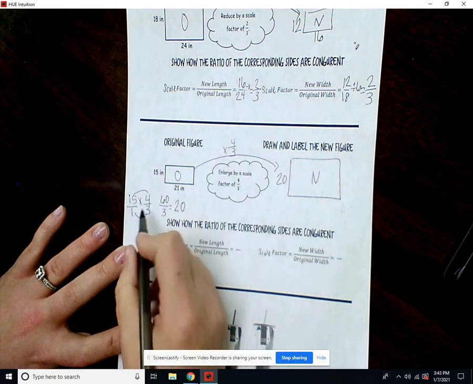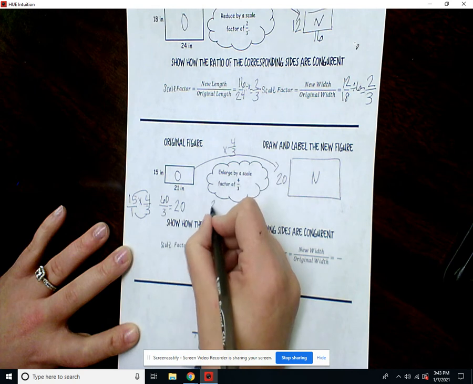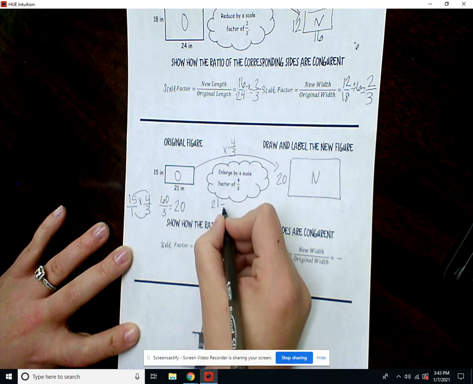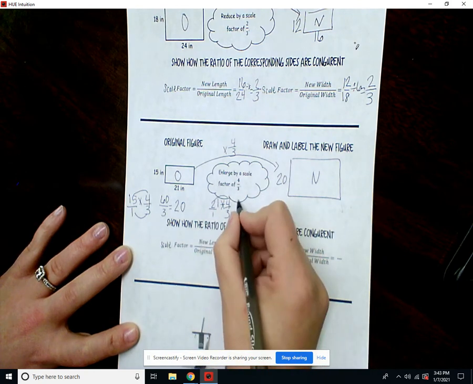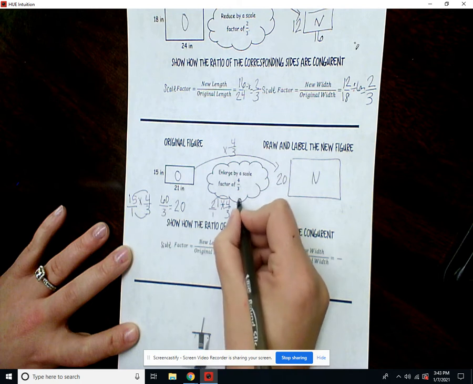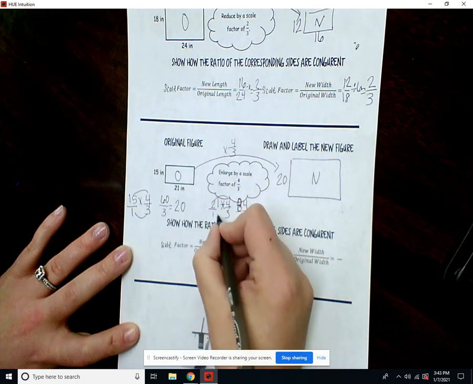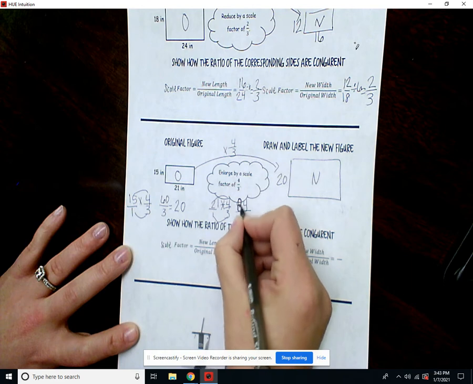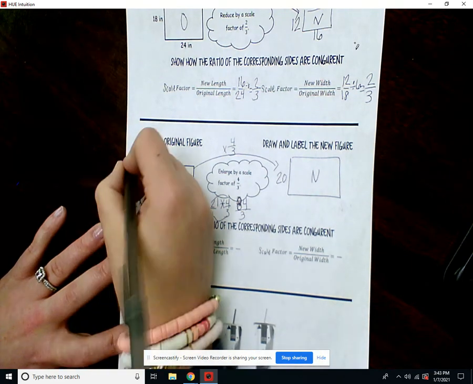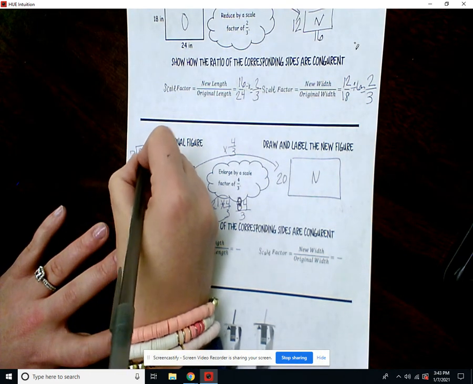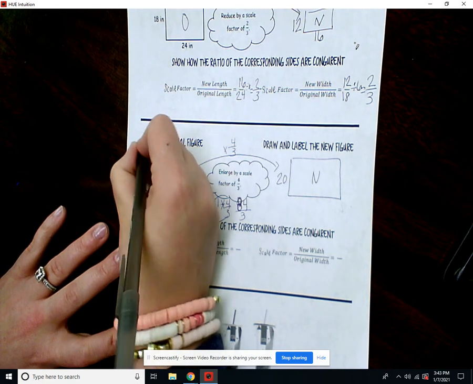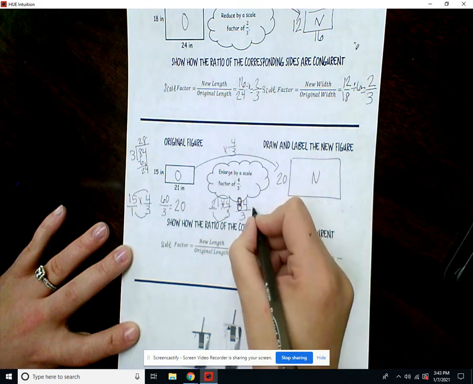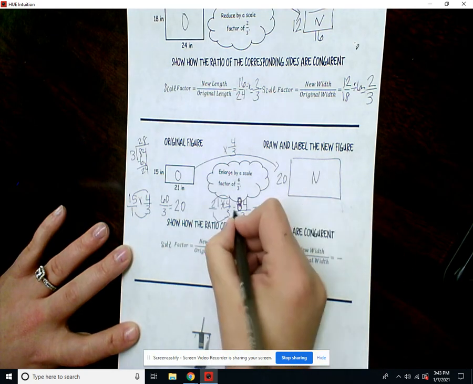And then we're going to do it with 21. So 21 times 4 is 84. 1 times 3 is 3. Then we're going to divide 3 into 84, which is 28.